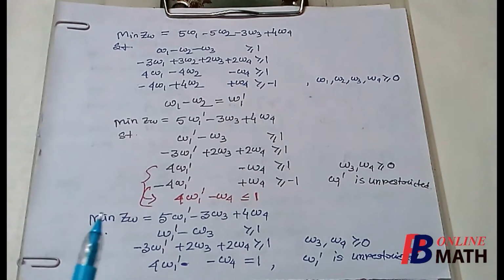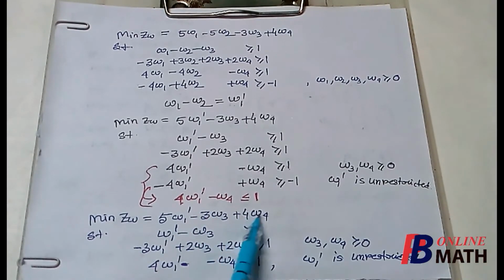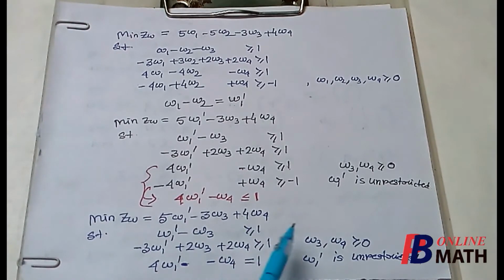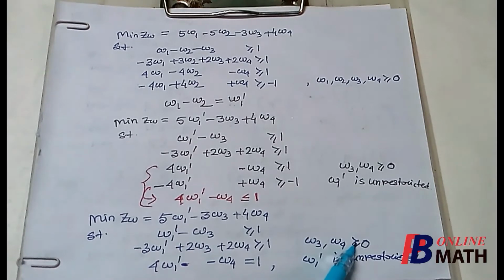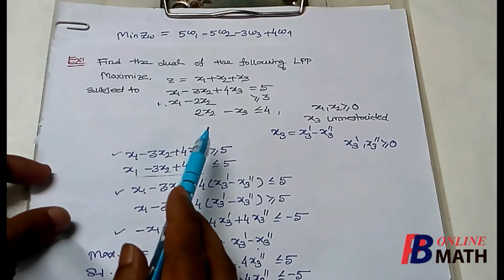So the dual problem can be finally written as minimization of z omega equal to 5 omega 1 dash minus 3 omega 3 plus 4 omega 4, subject to omega 1 dash minus omega 3 greater equal to 1, minus 3 omega 1 dash plus 2 omega 3 plus 2 omega 4 greater equal to 1, and the last constraint 4 omega 1 dash minus omega 4 equal to 1, where omega 3 and omega 4 are non-negative, but omega 1 dash is unrestricted in sign. So this is the required dual of this primal problem.